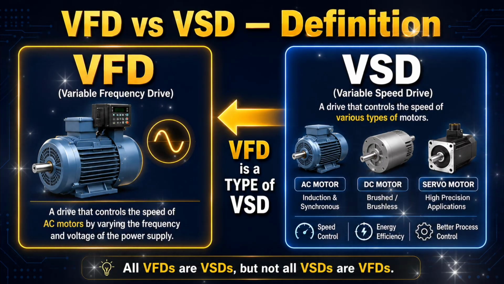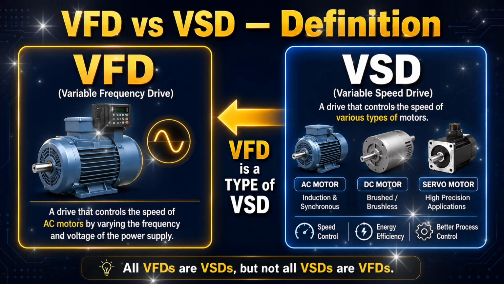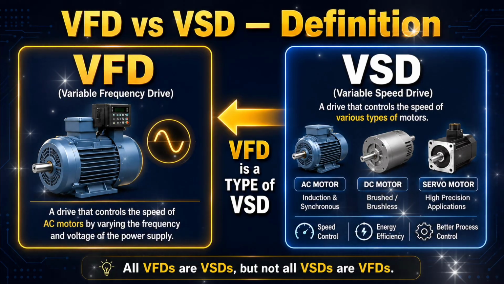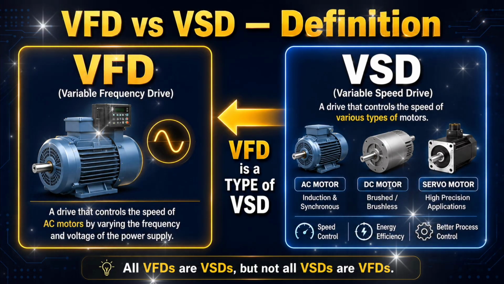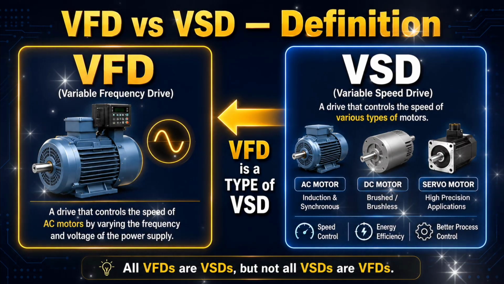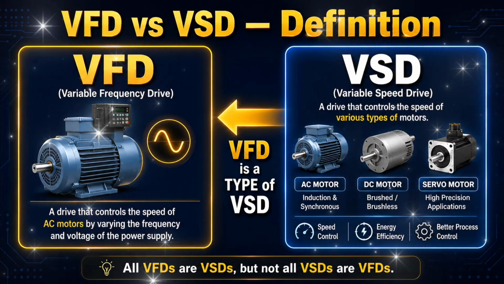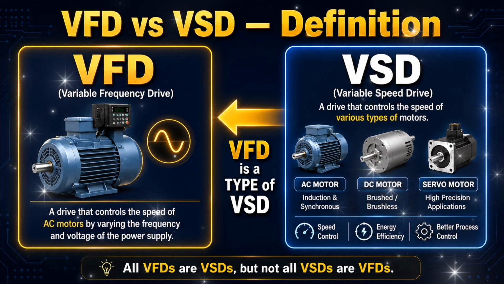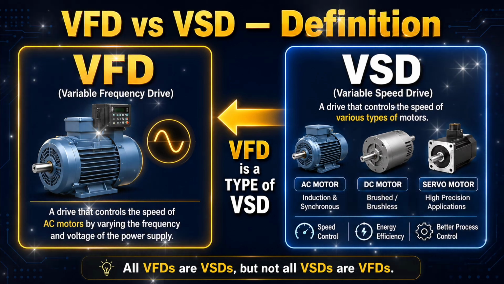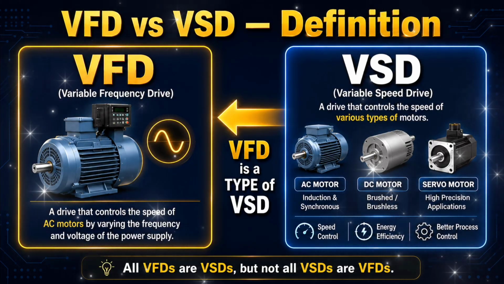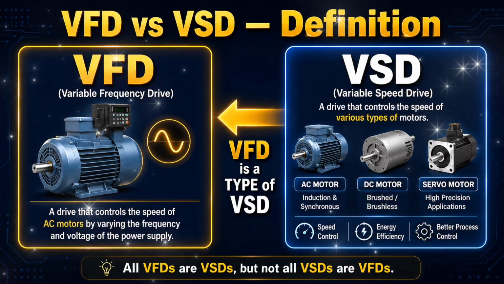Now, look at the key statement at the bottom of the screen. All VFDs are VSDs, but not all VSDs are VFDs. Simple analogy. All mangoes are fruits, but not all fruits are mangoes. Same logic applies here. VFD is a specific type of VSD. VFD is the subset. VSD is the superset.